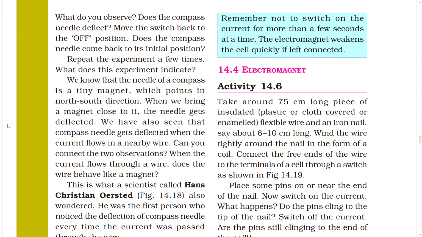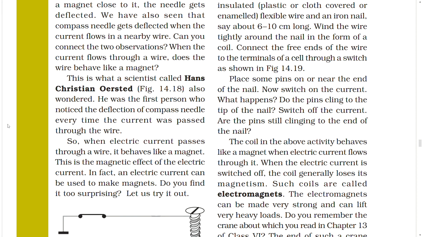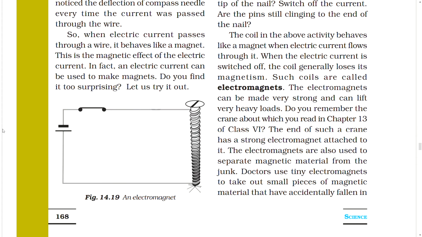This is what a scientist called Hans Christian Ørsted also wondered. He was the first person who noticed the deflection of a compass needle every time the current was passed through the wire. So when electric current passes through a wire, it behaves like a magnet. This is the magnetic effect of the electric current. In fact, an electric current can be used to make magnets. Do you find it too surprising? Let us try it out. Figure: an electromagnet.